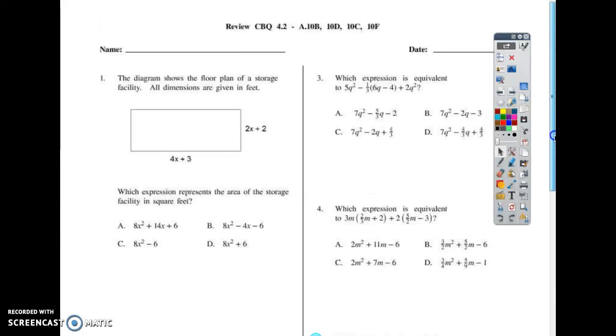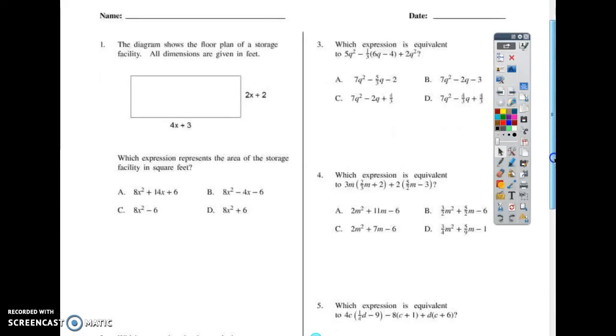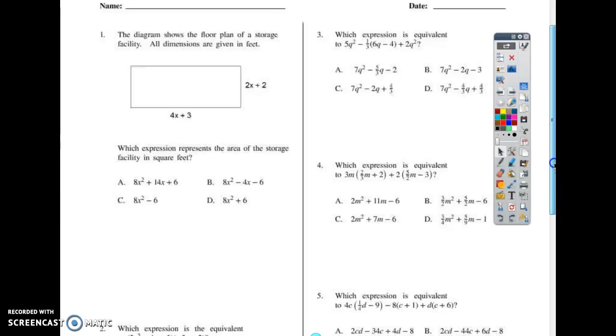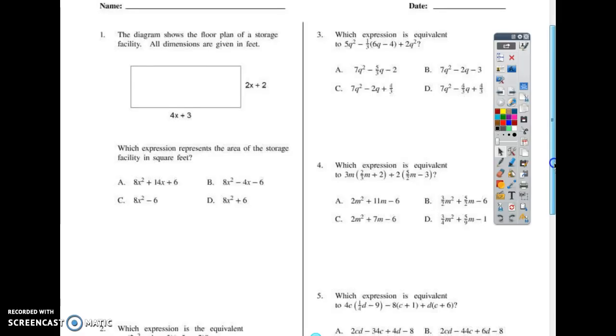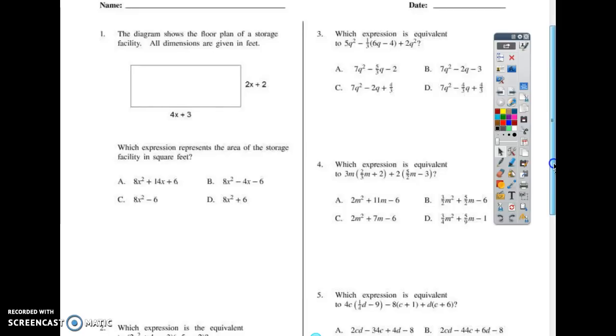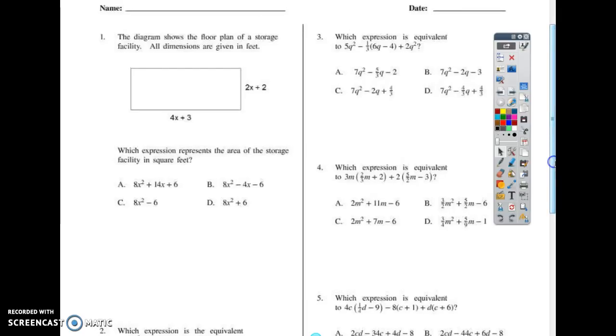This is the CBQ review for tomorrow. I'm not going to do these problems for you, so make sure that you're paying attention. I'm going to tell you how to do them, and then you do them on your own, whether it's by hand or using Desmos. Again, I'm not going to give you the answers, and then afterwards we're going to put all the answers in Schoology, and it'll let you know whether you got it right or wrong. And then you can ask me questions if you need to as well.